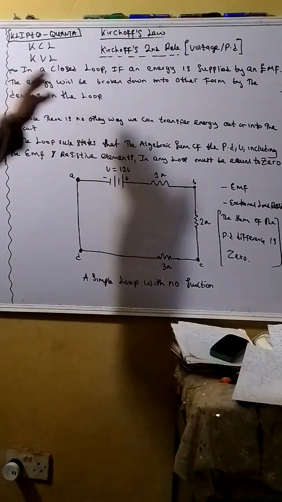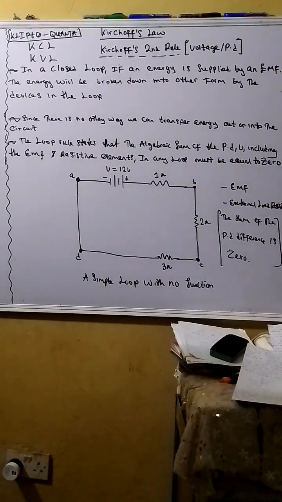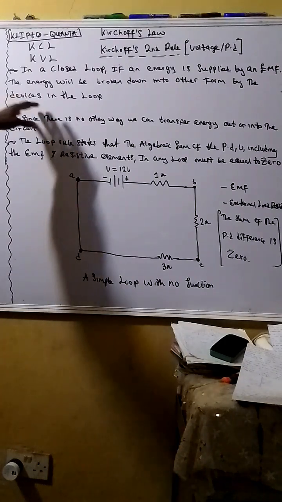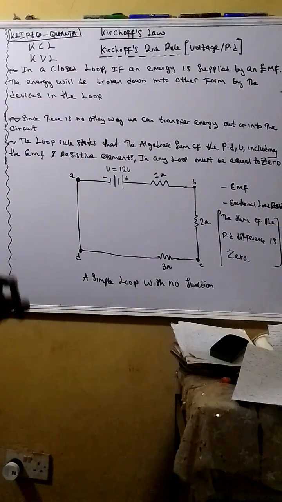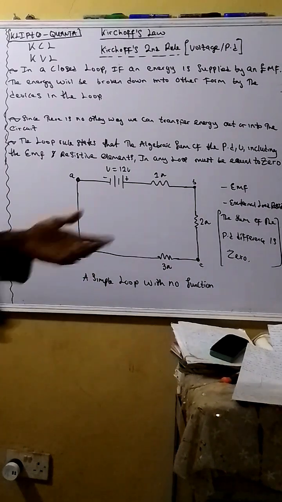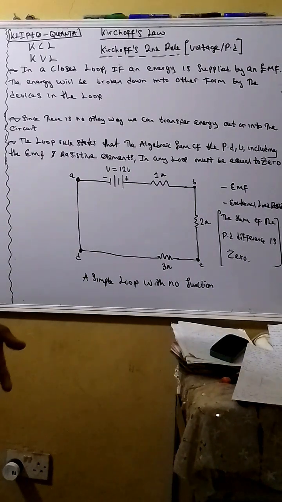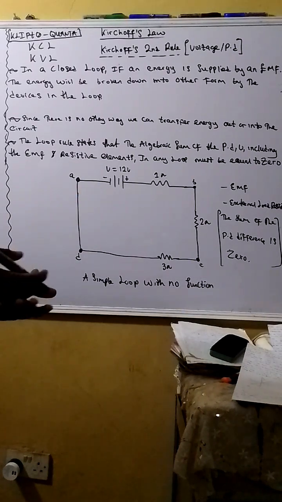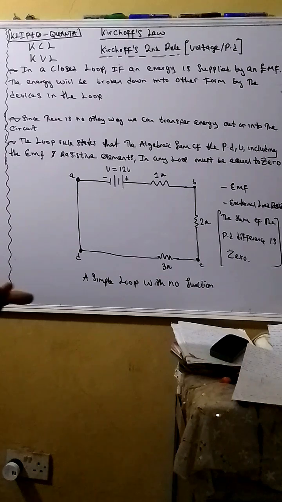Now you see the energy will be broken down into other forms by the devices in that loop. Now when a particular current from the source is being passed into the circuit, you should know there is a voltage with which the current moves. There are different things, or let me just say, in life, this is just like in life.